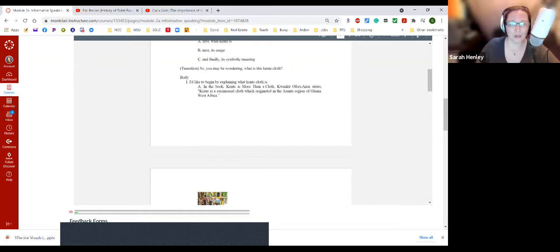So you may be wondering, what is this kente cloth? So that is a transition that goes into the first body statement. It is a preview of what's going to be discussed there.